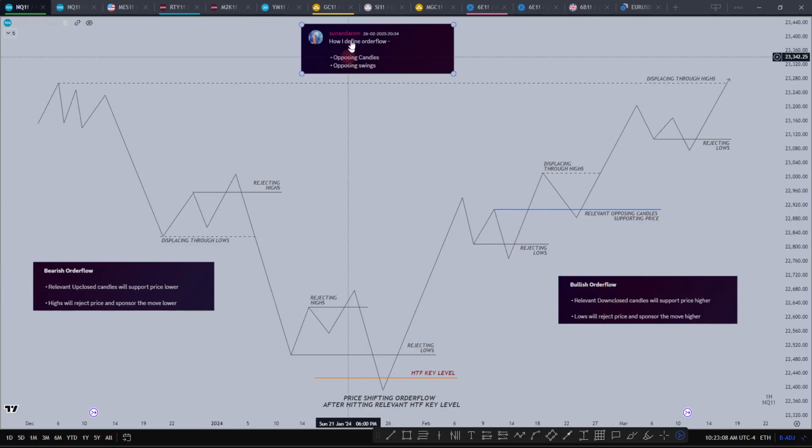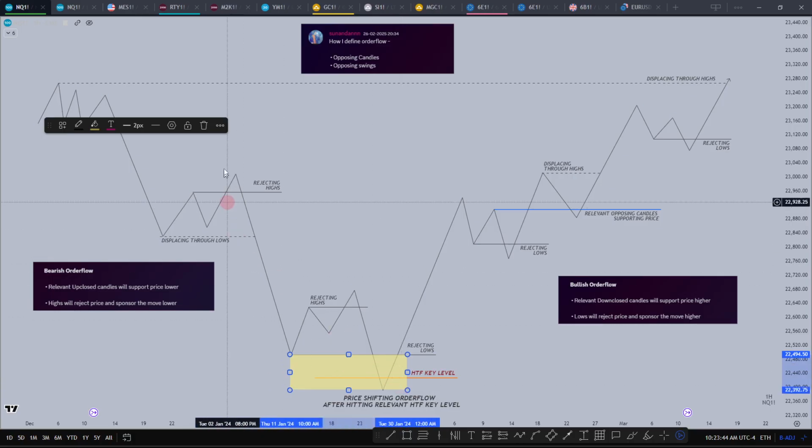Relevant down close, opposing close. When bullish, you use down close candles as the order block. A relevant down close candle will support price higher. Now, with opposing swings, lows will reject price and sponsor the move higher. Lows will reject price and sponsor the move higher.